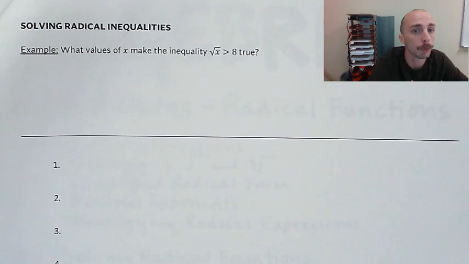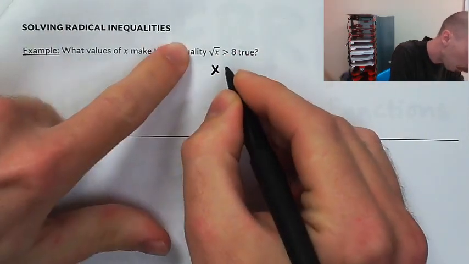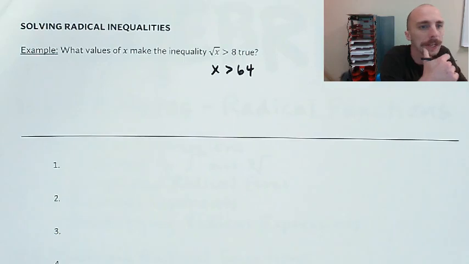We know that the square root of 64 is equal to 8. So if we put anything bigger than 64 into the square root, we'd get something back bigger than 8. That is true because square root is what we would call an increasing function. So we're expecting x is greater than 64. x equals 64 isn't going to work because the square root of 64 is equal to 8, not greater than 8.